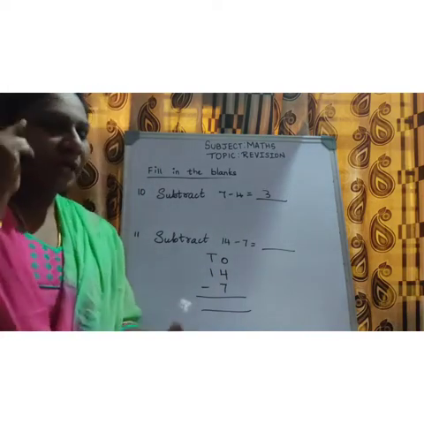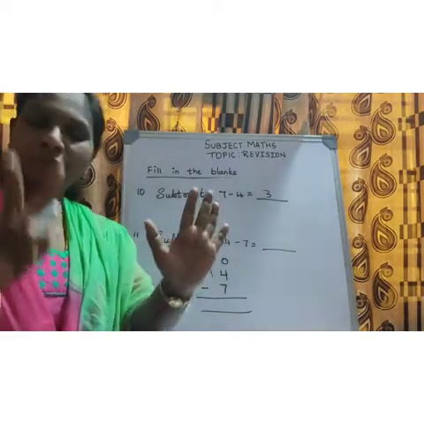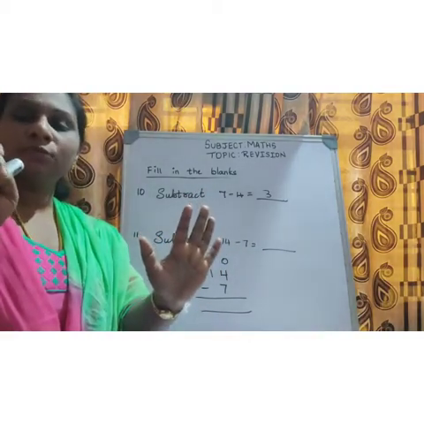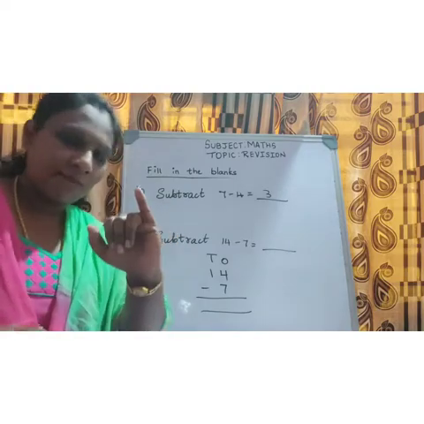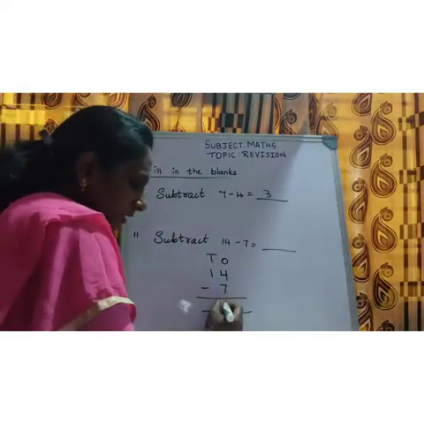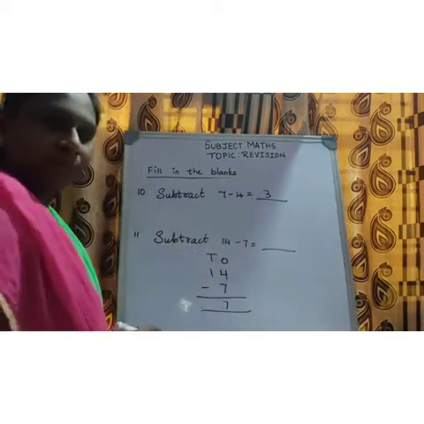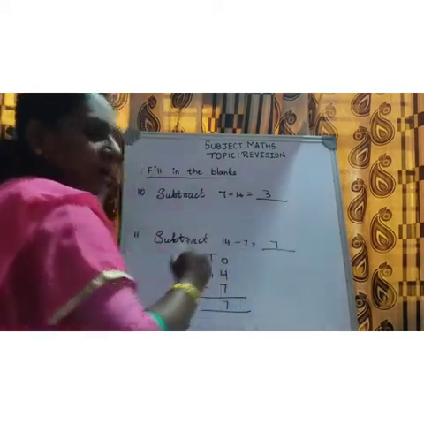So 14 in your mind, 7 show it in your finger. Before 14: 13, 12, 11, 10, 9, 8, 7. So 7 is the answer. So write here 7 is the answer. You can write it here also.